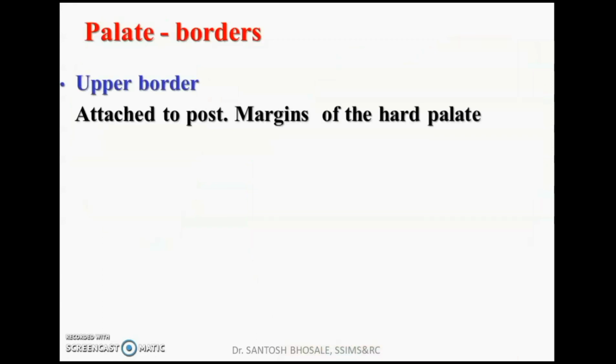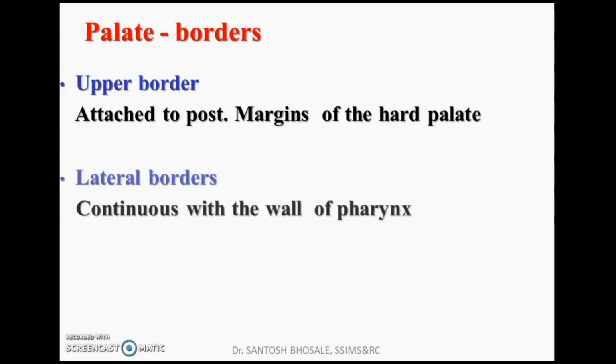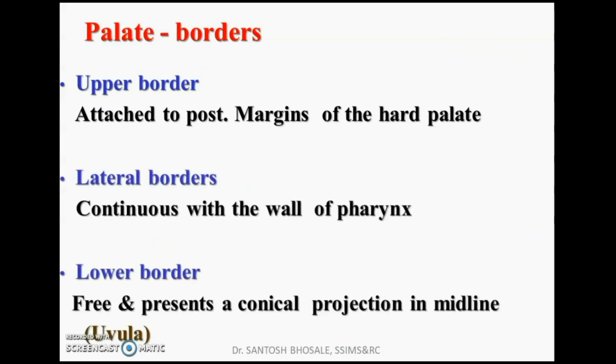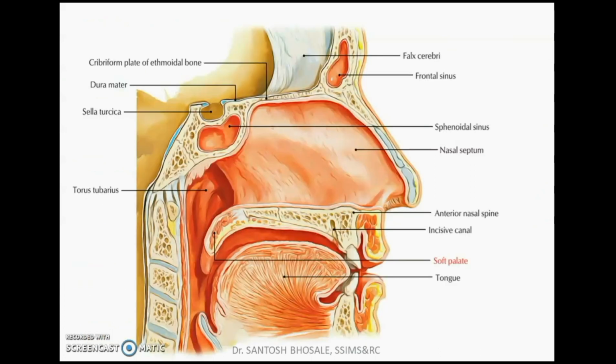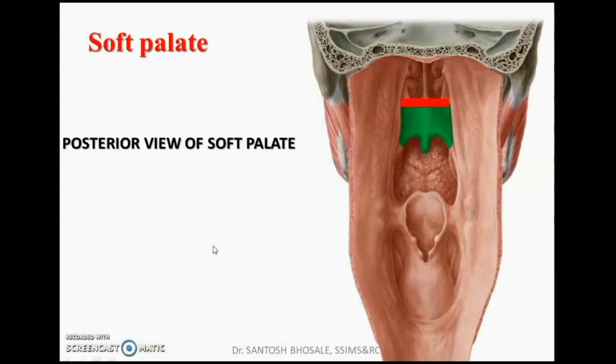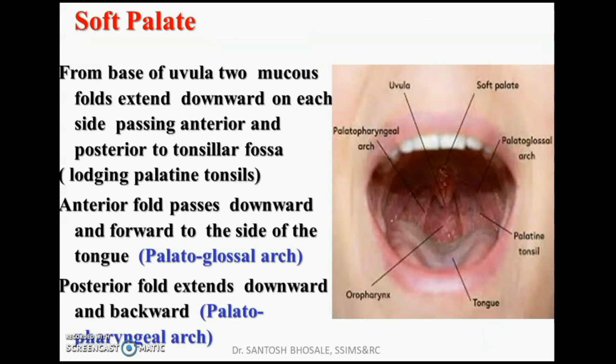And coming to the borders: the upper or superior border is attached to the posterior margin of the hard palate, whereas the two lateral borders are attached to the lateral wall of the pharynx. And the lower border is free and presents a median bell-like projection, that is the uvula. You can see there the anterior upper border, and the lower border is free. And again in this posterior view, you can see the upper, lateral, and inferior borders and this posterior surface. This is when it is relaxed.